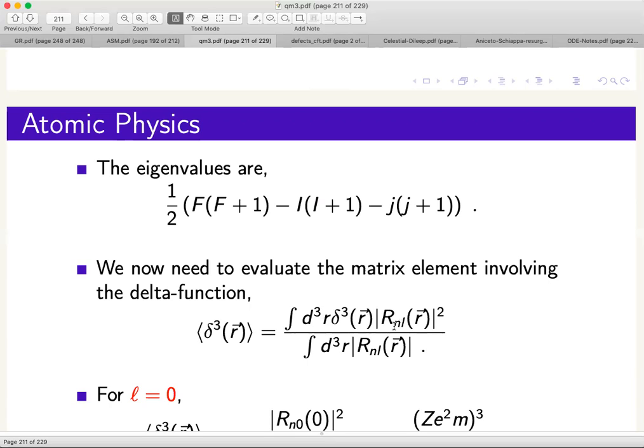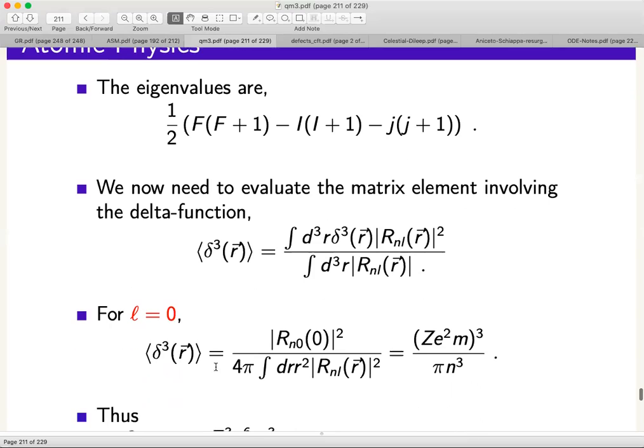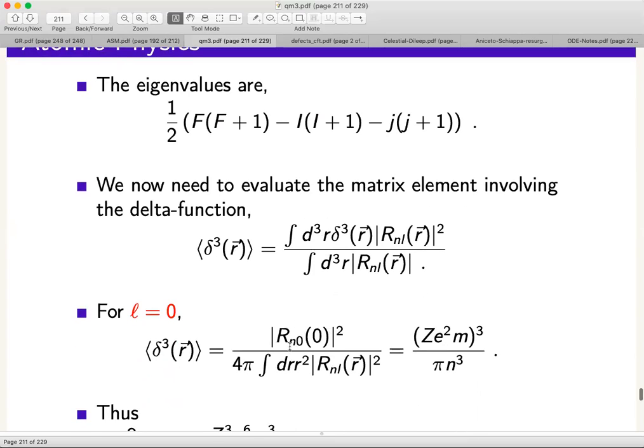And we know that R_nl at r equals 0 is 0 if L is not equal to 0. So we don't really care, because that is the case in which this contribution would just be 0. The non-zero contribution comes when L is equal to 0, and that just tells you the amplitude of the S wave radial wave function at r equals 0, divided by, of course, its normalization factor. That turns out to be a quantity like this.